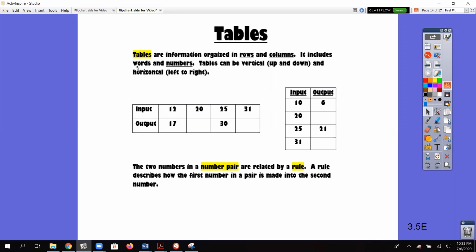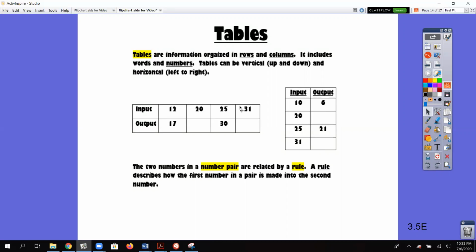It includes words and numbers. Tables can be vertical, which is up and down, and horizontal, which is left to right. So they're always organized in rows and columns though. So here's an example of a horizontal one, and here's an example of a vertical one. Horizontal is left to right, and vertical is up and down.